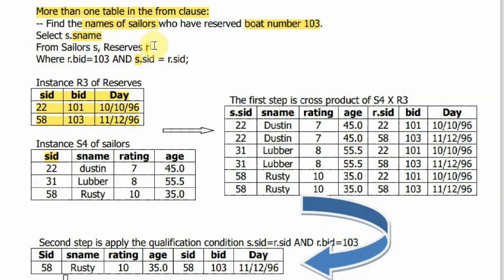If I say find the SIDs of the sailors who have reserved boat number 103, the reserves table will be enough for me. But since I want the name, and the name is not there in the reserves table, now I have to compare this SID from the reserves table with the SID in the sailors table and then retrieve the name of the person from the sailors table. So that's why we have another condition which says S.SID is equal to R.SID.